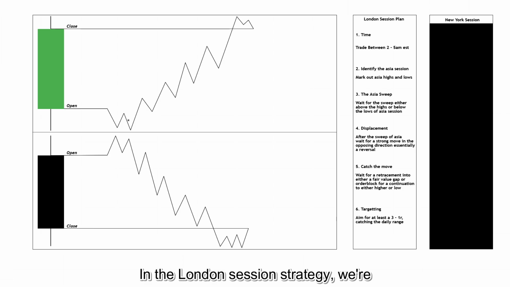In the London session strategy, we're capitalizing on the knowledge that London generally creates the high or low of the day, and I give you the framework to not only identify when it is going to create the low or high of the day, but also the entry model to be a part of that move, catching that daily range from the bottom or the top.